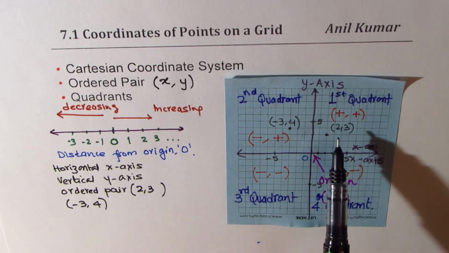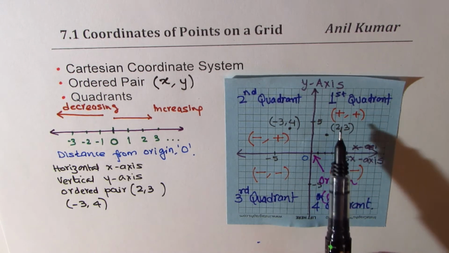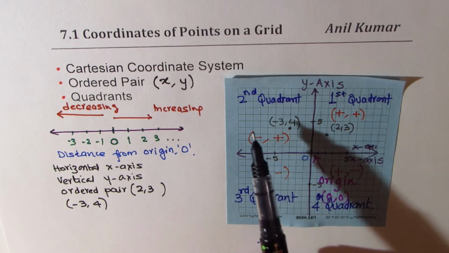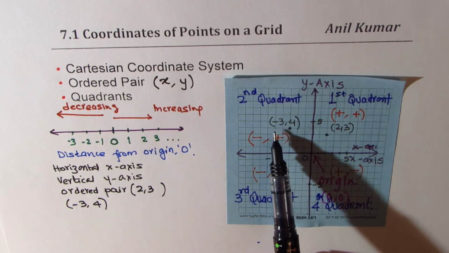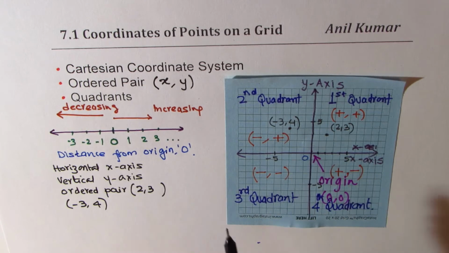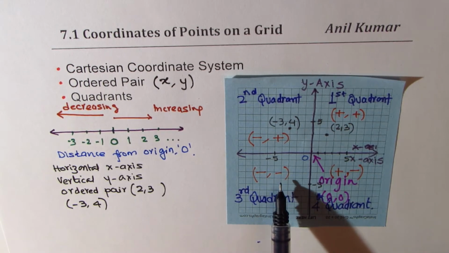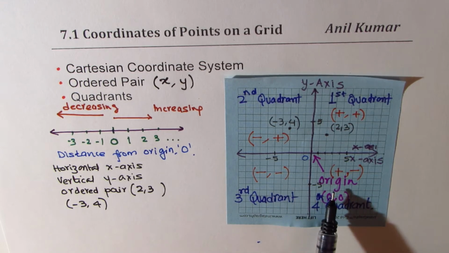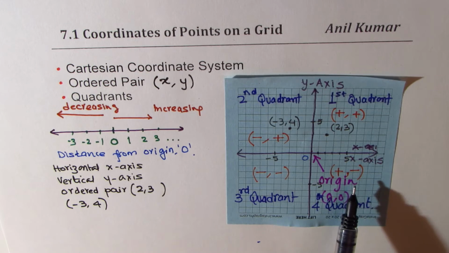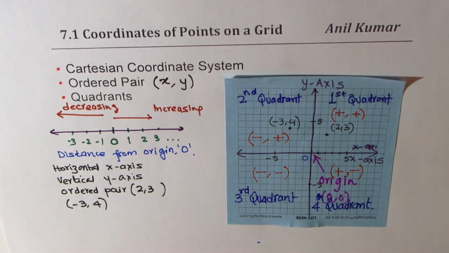Each and every point in quadrant 1 will have both x and y values as positive. In quadrant 2, x will be negative, however, y value will be positive. And in quadrant 3, both x and y coordinates will be negative. In quadrant 4, positive value for x and negative for y. So that's an overall view of our Cartesian coordinate system.